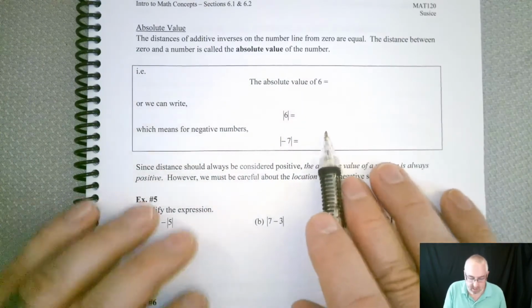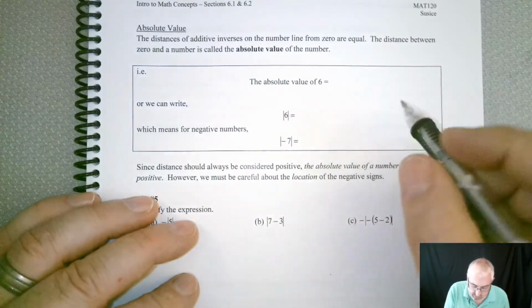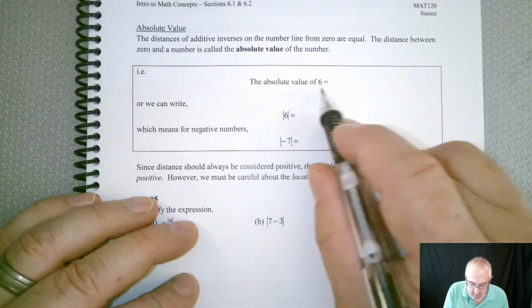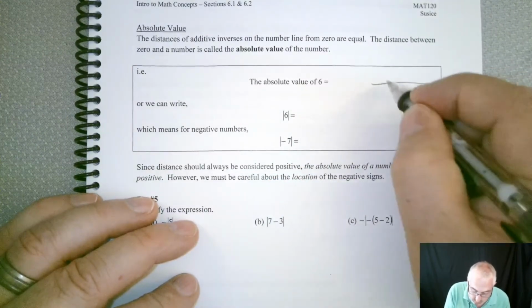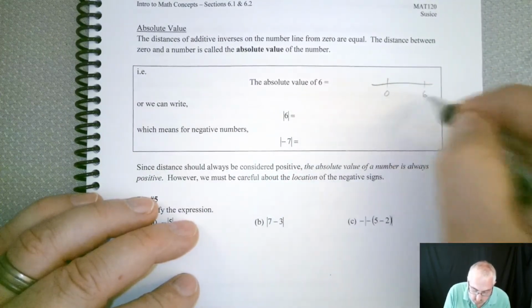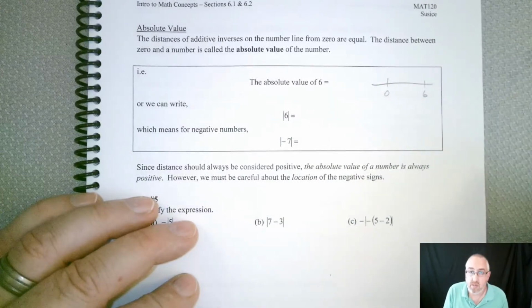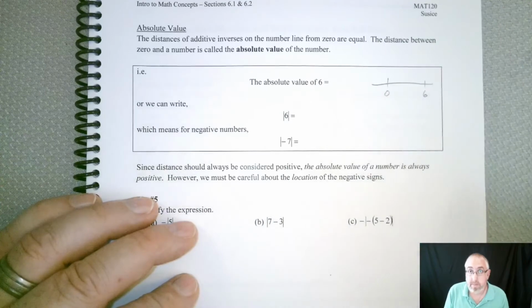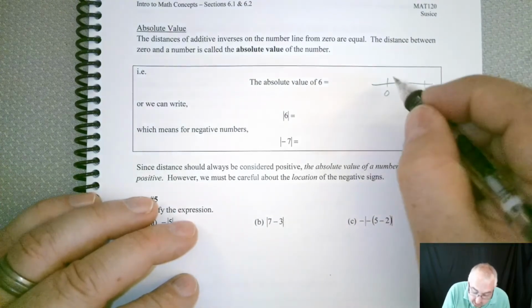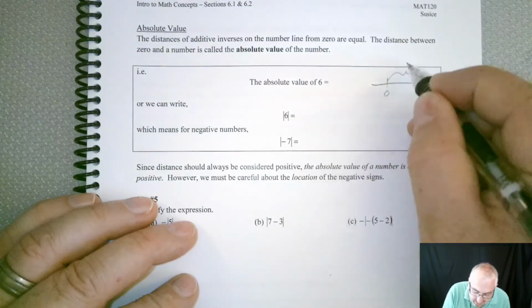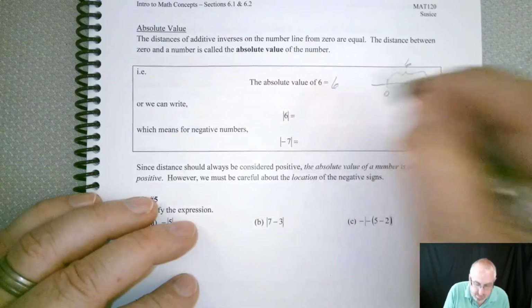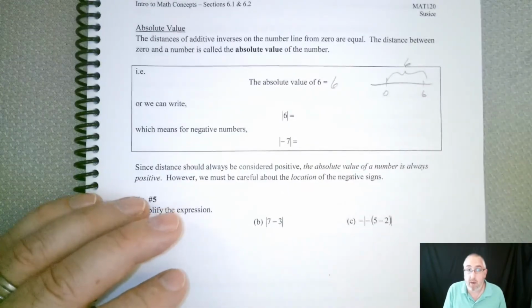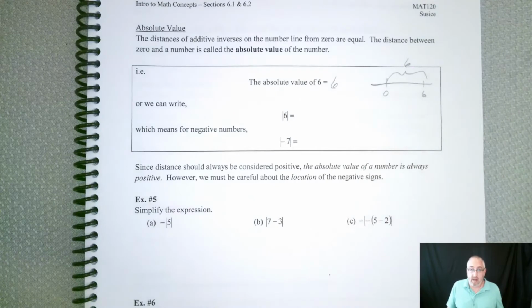So let's take a look at a few cases. So we've got the absolute value of 6. If we wanted to graph this, we'd have 0 and 6. And now, what's the distance between 0 and 6? Hopefully you're screaming at me, 6, 6. And you'd be right. So that is a quick problem. Absolute value of 6 is 6.